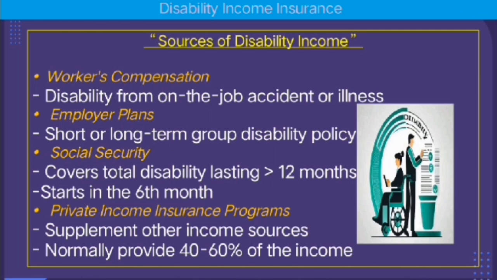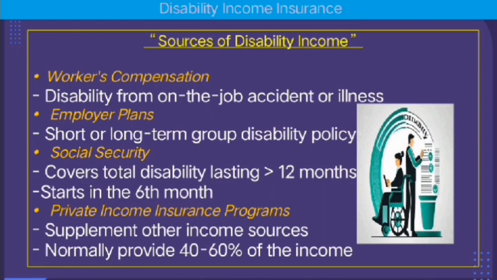So private income insurance programs. So it is privately owned income insurance company. Nga niisig offer sila ng different policies to protect people from the loss of income because of their disability. So this insurance gives weekly or monthly payment to those people na dili makatrabaho tungod kay kasakit or ka-injuries. And the amount that they will get is 40 to 60% of their income.